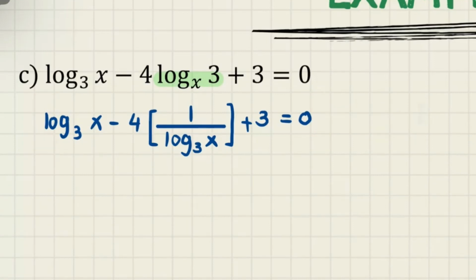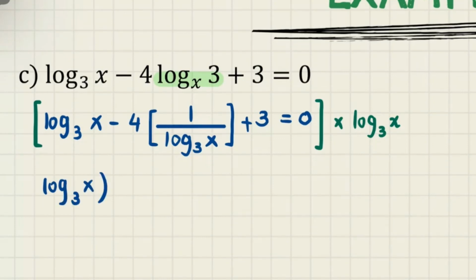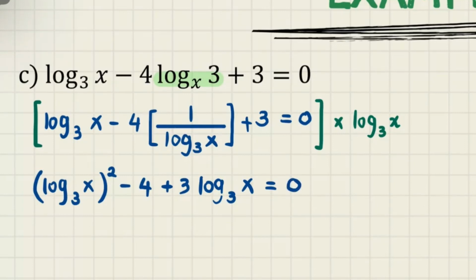So kita ada dua option lah, dan saya akan gunakan option yang kedua. Okay, so here I'm going to multiply with log of base 3x. Okay, so nanti dia dapat apa? Log of base 3x multiplied by log of base 3x will be log of base 3x squared minus 4. Kan, sebab 1 over log of base 3x darabkan dengan log of base 3x, this one it can cancel each other. And 3 times by log of base 3x will be positive 3 log of base 3x. And this will be equals to 0.